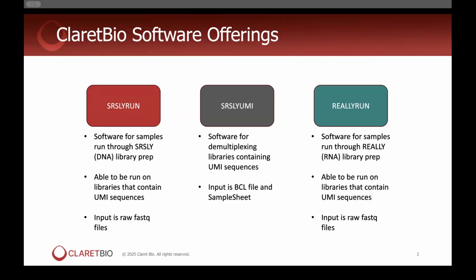Alongside that, we also offer Seriously UMI, which is software mainly focused on when you're getting BCL files right off the sequencer and need to demultiplex those UMI containing sequences to get to those FASTQ files. Lastly, our most recent software offering is Really Run, which is the RNA equivalent to Seriously Run and is mainly used for running FASTQ files generated from RNA input using the Really library prep. Today we'll mainly focus on Seriously Run, but we do plan on offering other webinars in the future regarding these other products.